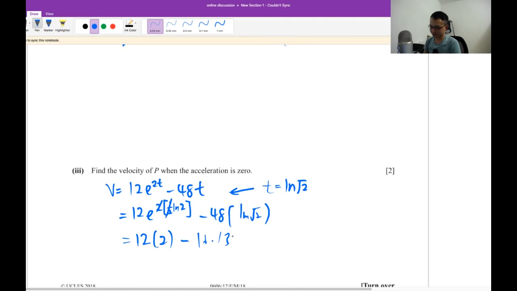Something is wrong with my computer. It should be 16.6355. You type into your calculator, you should be able to get the answer. So 24 minus this answer, you will get 7.3645. Okay, this is how we do this kind of question.